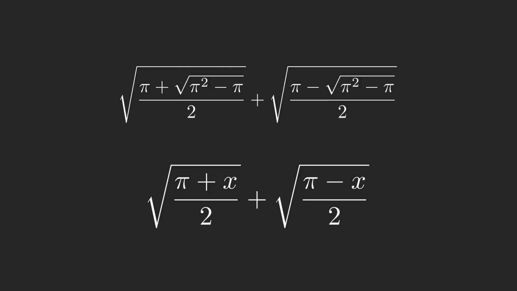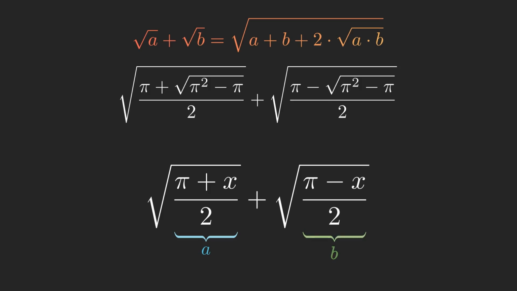We now need to make the observation that the expression is on the form square root of a plus square root of b, where this part is a and this part is b, and we can thereby use this rule for roots.